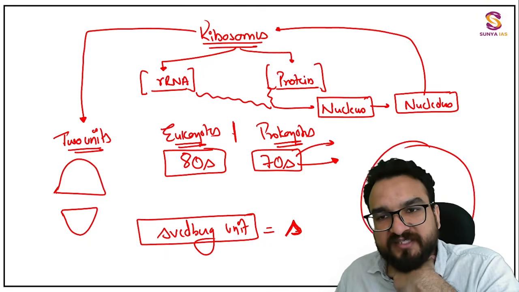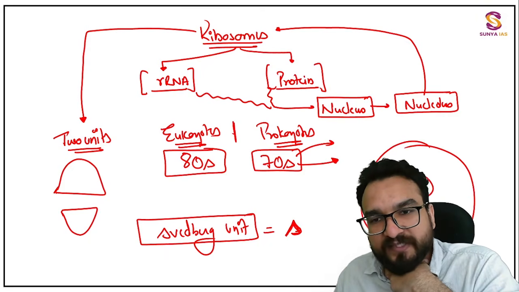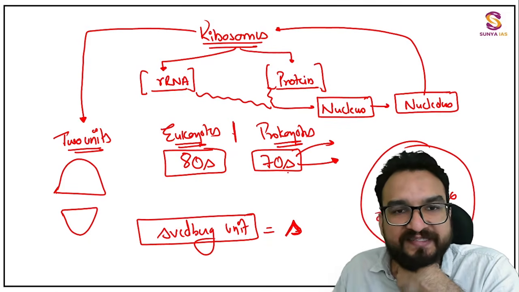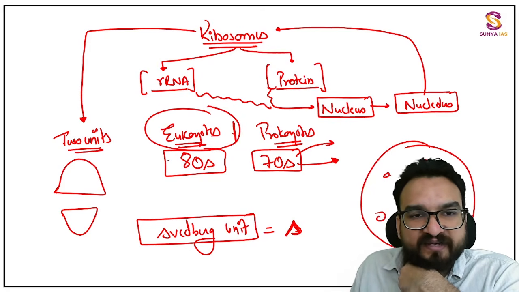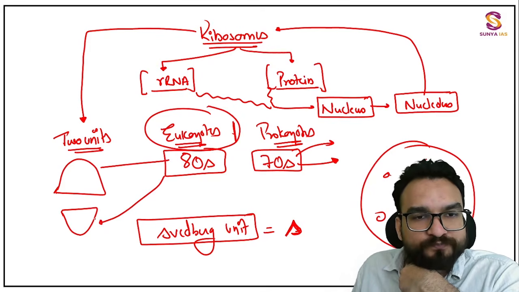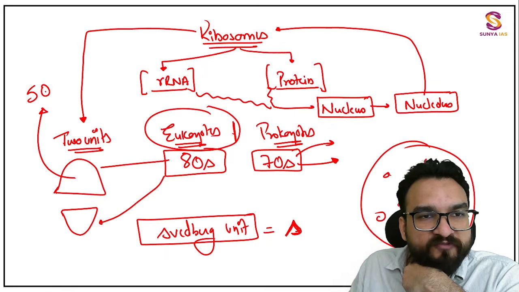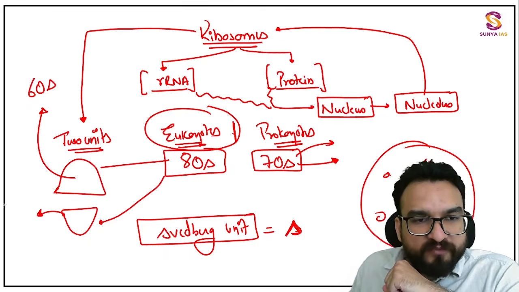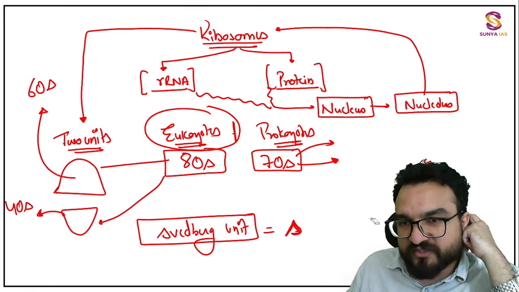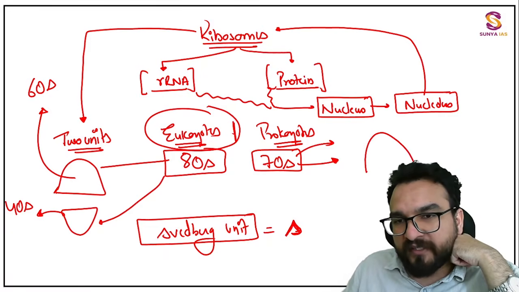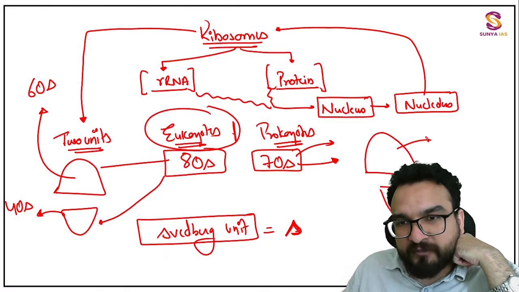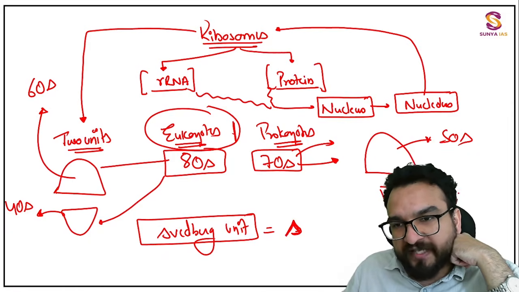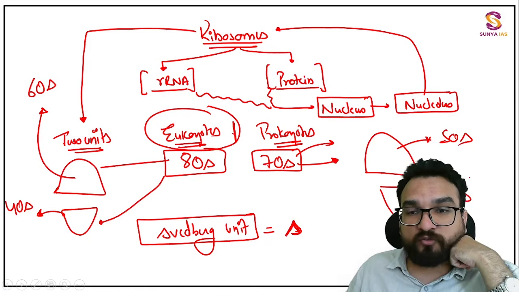But everywhere else, either present on the endoplasmic reticulum surface or freely available, these are 80S in eukaryotes. This 80S is divided into a larger subunit and a smaller subunit. The larger subunit will be 60S and the smaller subunit will be 40S. Whereas in prokaryotes, the ribosome has a larger and a smaller subunit, and the larger will be known as 50S and the smaller will be known as, sorry, not 20S but 30S.